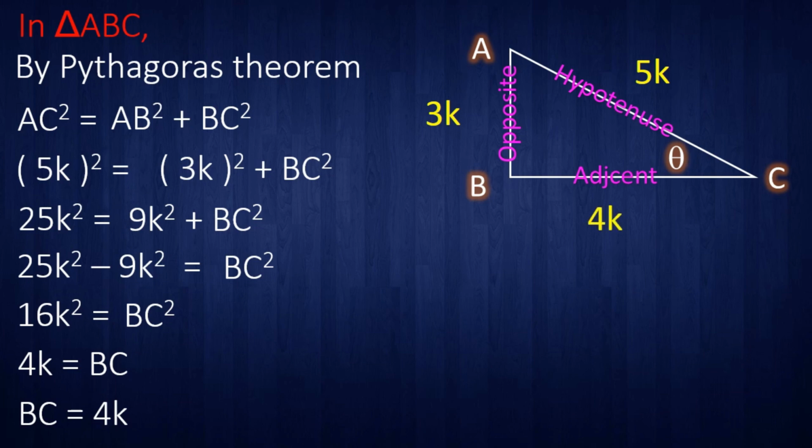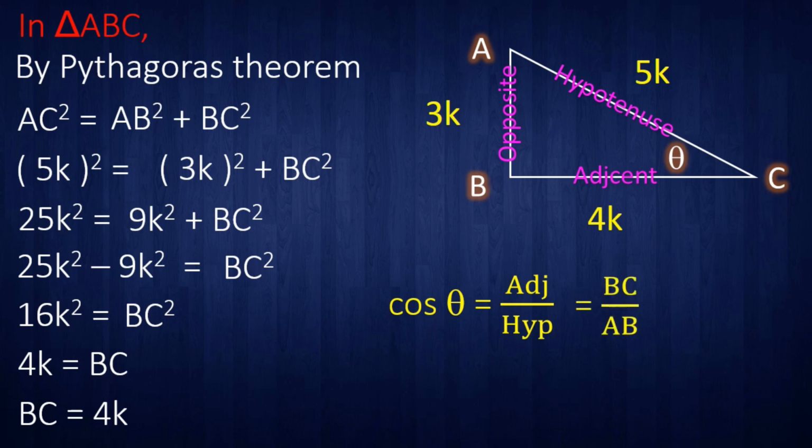Now the remaining ratios we are finding. Cos theta formula is adjacent upon hypotenuse. Adjacent is BC and hypotenuse is AC. Here is a printing mistake, it will be AC. BC is 4K and AC is 5K. K and K cancel, 4 upon 5.